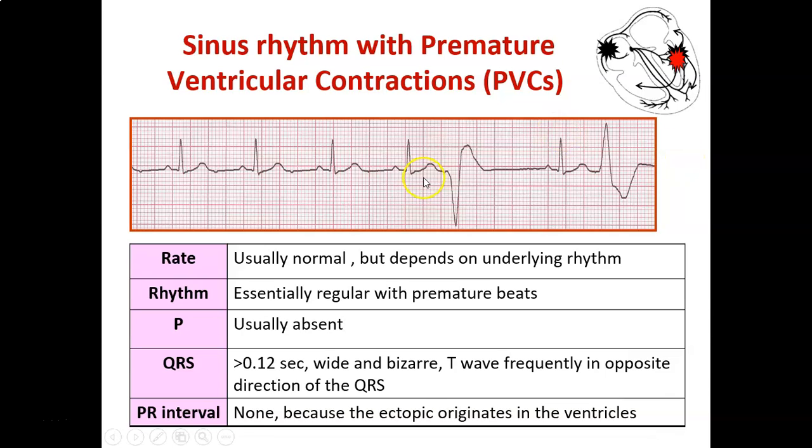Again, for the first 4, the source is the SA node. But for the 5th and 7th, the source is in the ventricle, an ectopic focus from two different sources, because there are two different shapes of the QRS complexes.